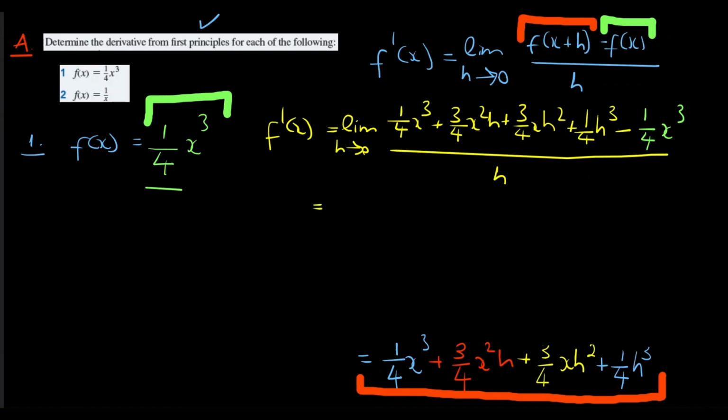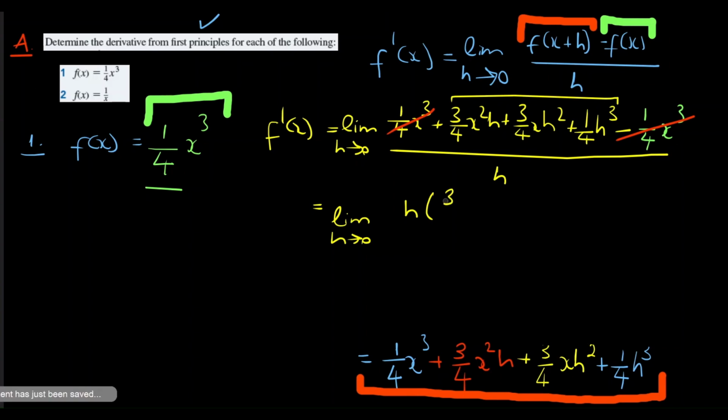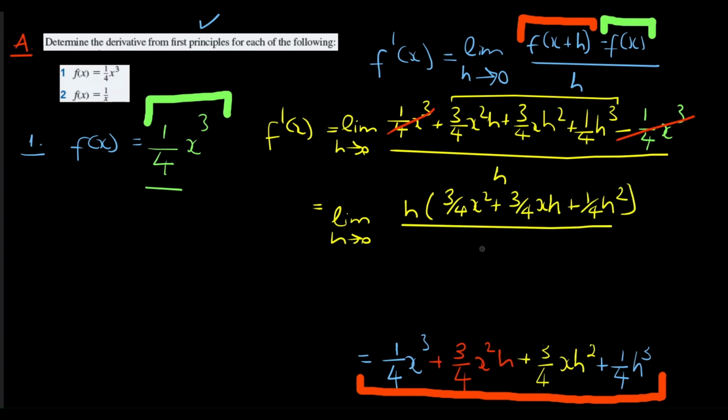Then if you look closely, you see that negative a quarter x cubed and a quarter x cubed cancel. What we're left with has a common factor of h from these three terms. Therefore, I'll say limit as h approaches 0. Take out h as a common factor, and we'll be left with 3 over 4 x squared plus 3 over 4 x h plus 1 over 4 h squared, divided by h.